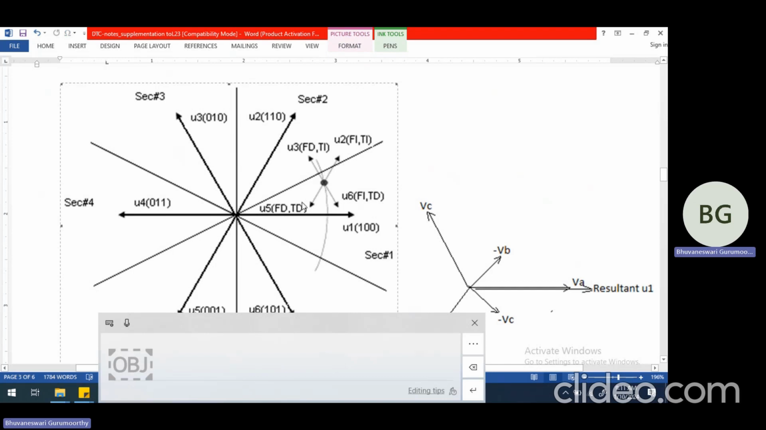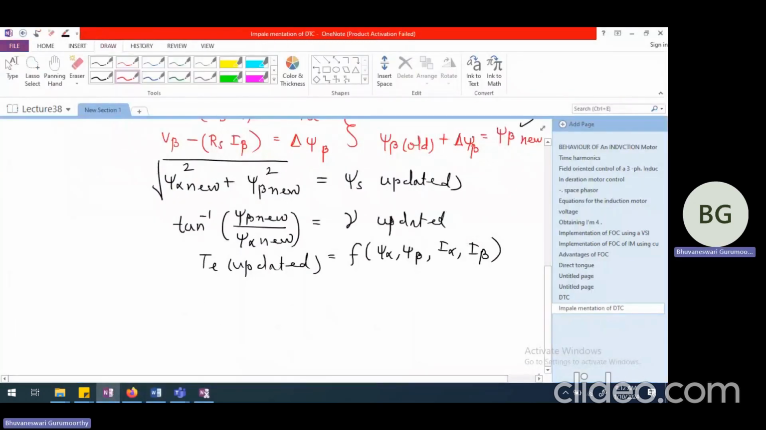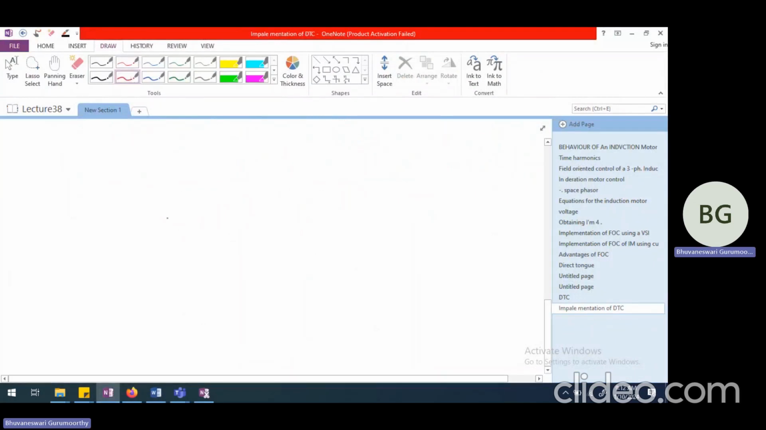So let us say I am currently going to have my flux position somewhere. Let me draw these vector positions here. These are the 6 voltage vectors that we are talking about. So this corresponds to V0. This is V1, sorry, this is V1. This is V2. This is V3. This is V4. This is V5. And this is V6. So these are the 6 vectors.